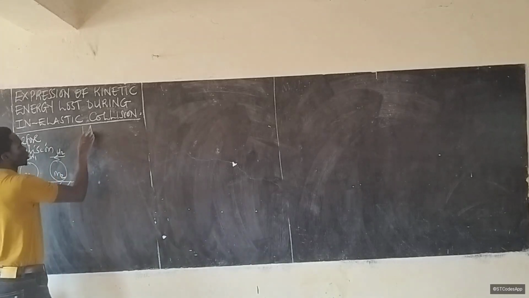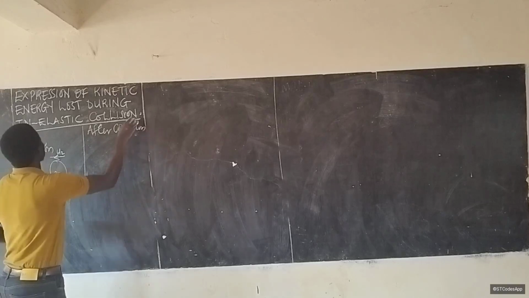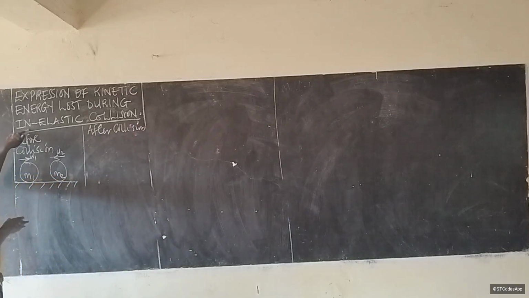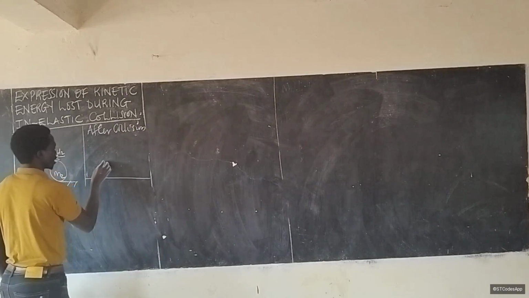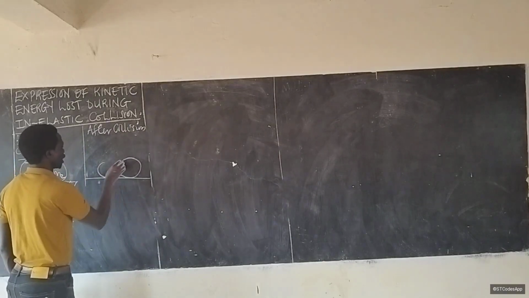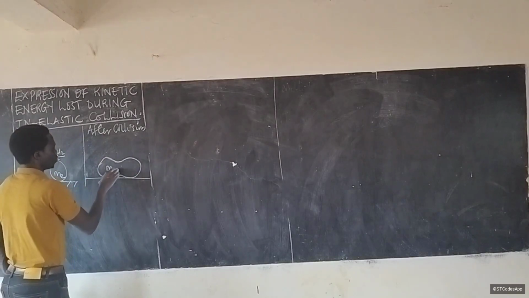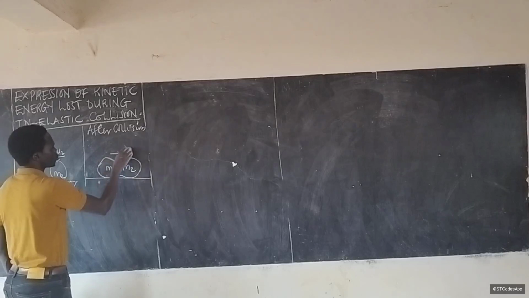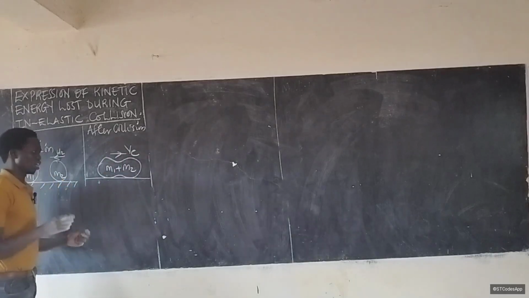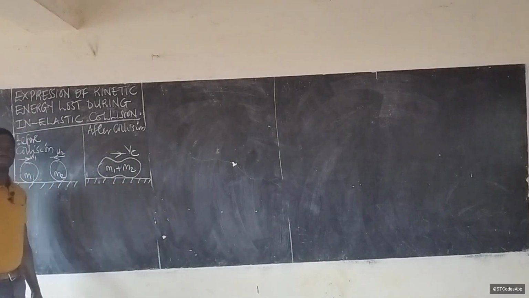Then after collision, since the collision is inelastic, then we shall have the two bodies getting stuck together, okay? And then we shall have m1 plus m2 here, and these bodies will move with what we call vc, or what we call the common velocity. That is after the collision.